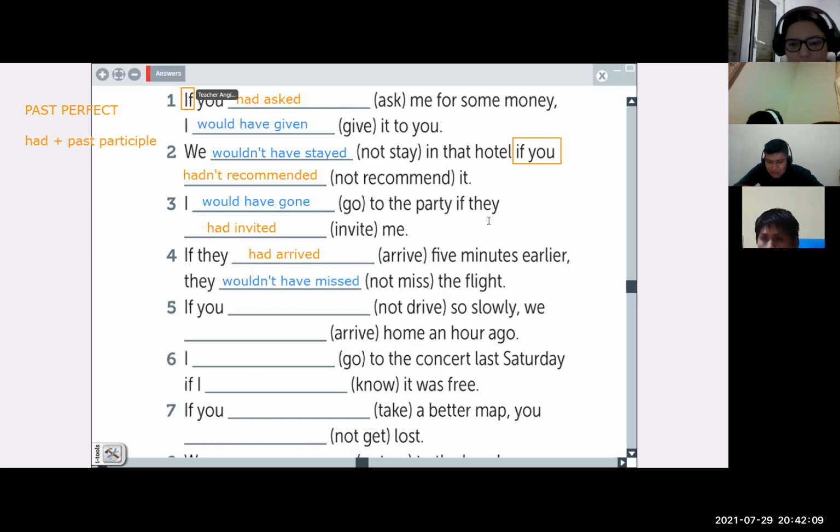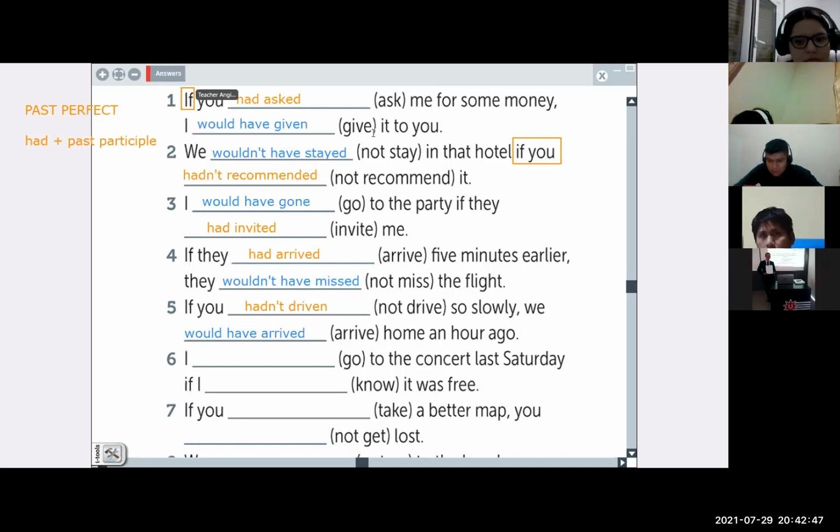Raúl, please, number 5. If you hadn't driven so slowly, we would have arrived home an hour ago. Very good. Diego, please, number 6.